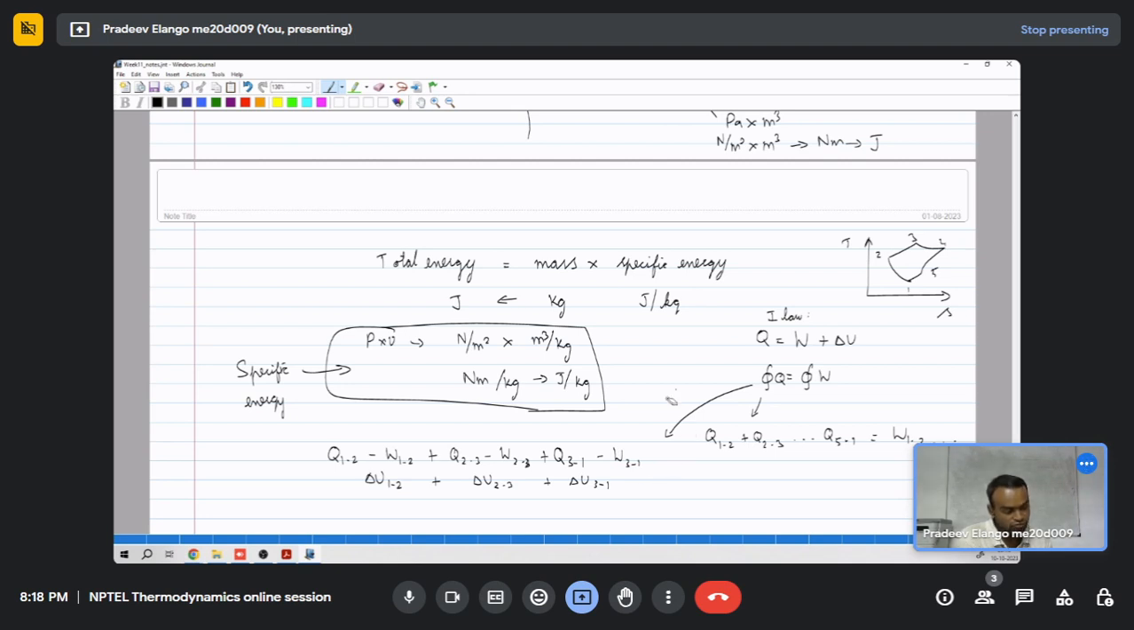So I will just find what it is. Now this is internal energy 2 minus internal energy 1, plus internal energy 3 minus internal energy 2, plus internal energy 1 minus internal energy 3. Now you see it will be 0. The 2 and 2 get cancelled, 3 plus and 3 minus.